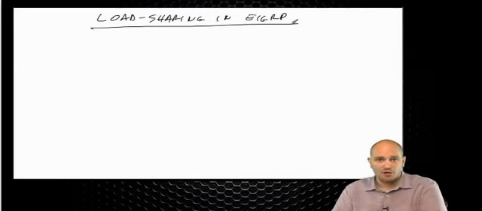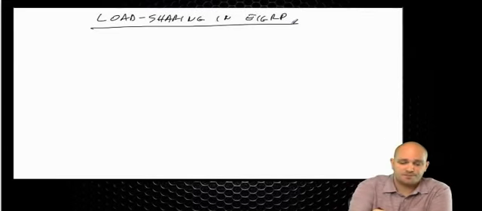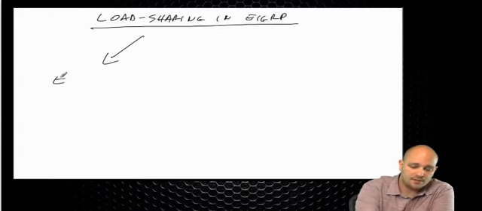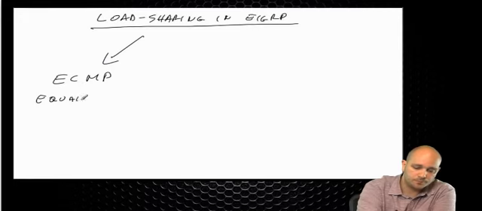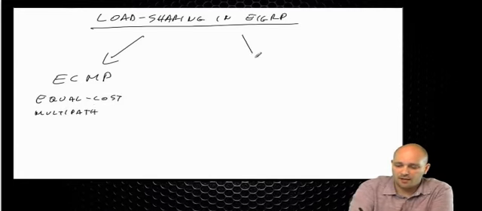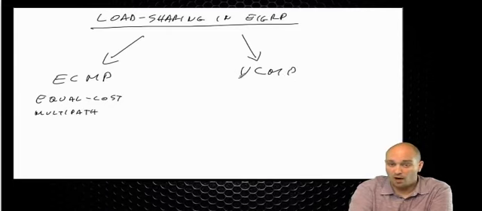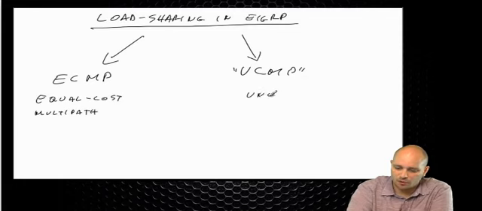So this adjacency is going to go down, but this adjacency between R2 and R4 actually stays in place. Load sharing in EIGRP comes in two flavors. One is ECMP, or equal cost multipath. And the other one is unequal cost multipath. Now, I just invented this, so this is my invention. And this is unequal cost load sharing.